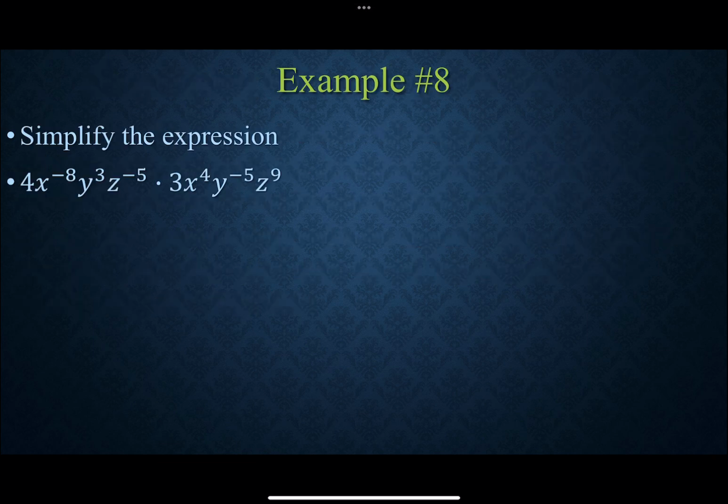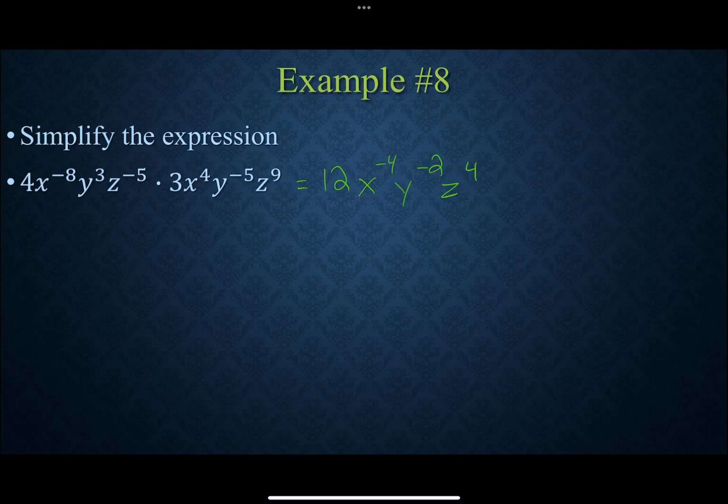So here we're applying our product properties for multiplying. I'm not going to rewrite the negative exponents. I'm just going to go ahead and multiply and see what happens. 4 times 3 is 12. When multiplying, I add exponents. Negative 8 plus 4 is a negative 4 for x. For y, 3 plus negative 5 is a negative 2. And then for z, negative 5 plus 9 is a positive 4.